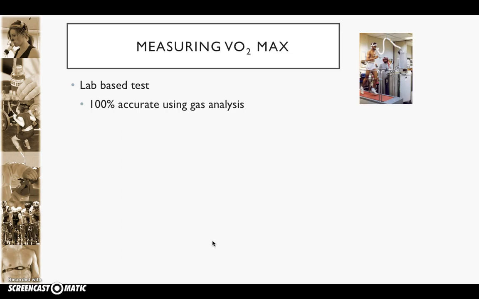So first of all, lab-based testing or direct gas analysis. Now this is 100% accurate using gas analysis. So you get an objective measurement of VO2 max. So an advantage to this test for testing our VO2 max is you get a direct objective measurement. So it's accurate, valid and reliable. So it's really good. Disadvantages are it's a maximal test to exhaustion and it cannot be used with the elderly.